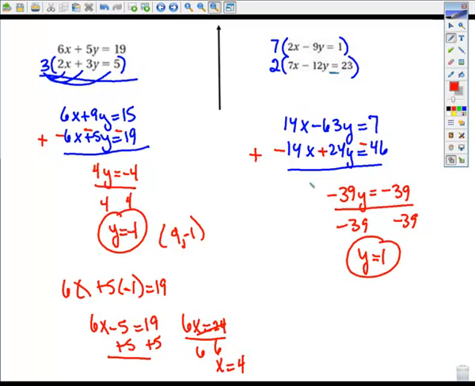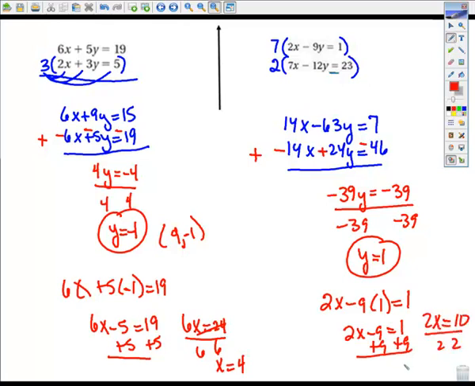I'll put it into the top original, so 2x minus 9 times 1 equals 1. 2x minus 9 equals 1. I'll add 9. So 2x equals 10. Divide by 2, and x equals 5. So my solution here is 5, 1.